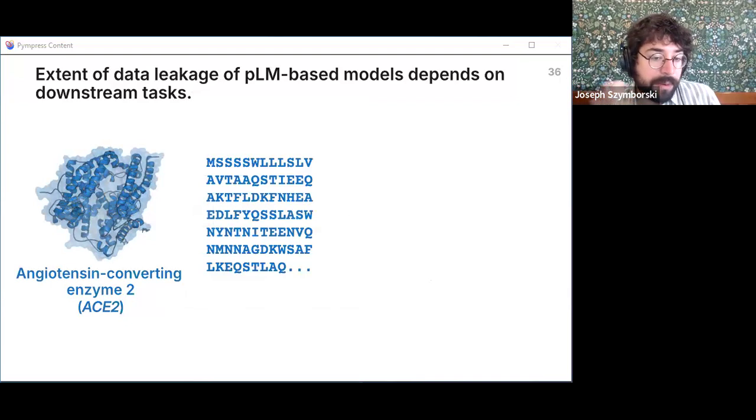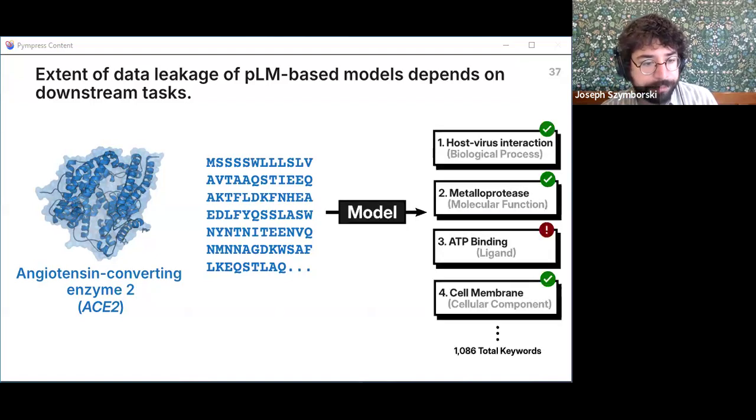We wanted to find out whether this data leakage was present for all the tasks. So we devised a keyword ranking task. We didn't just want to try it on PPI. Let's call back to the ACE2 protein we saw earlier. We train a model which ranks 1,086 protein keywords from UniProt according to their relevance to the protein. In this example, it correctly ranks host virus interaction and metalloprotease in the top spots, but incorrectly ranks ATP binding, something that it doesn't do, above cell membrane, which is something it does.